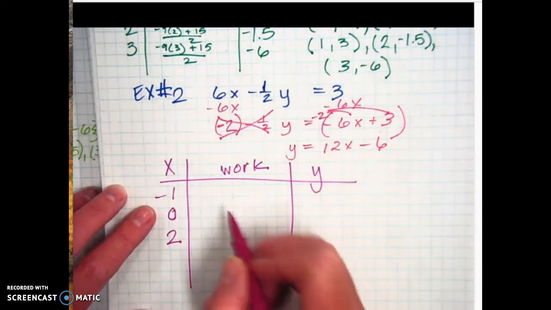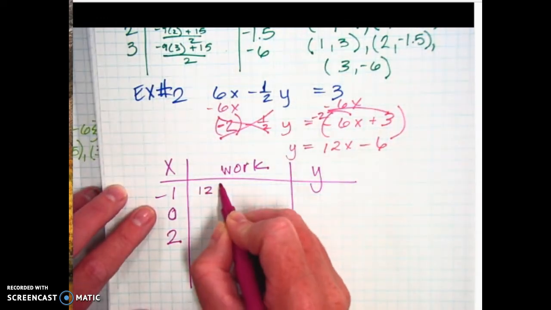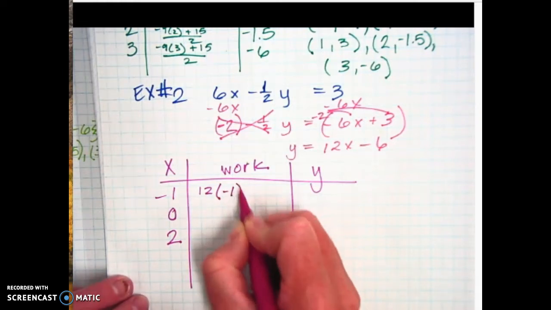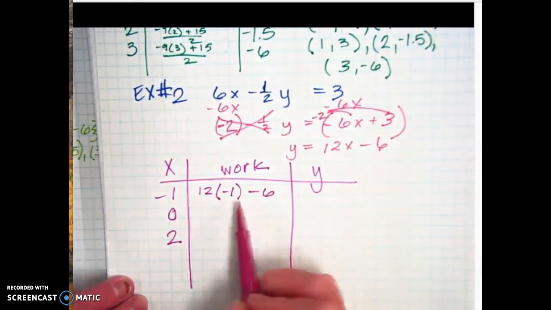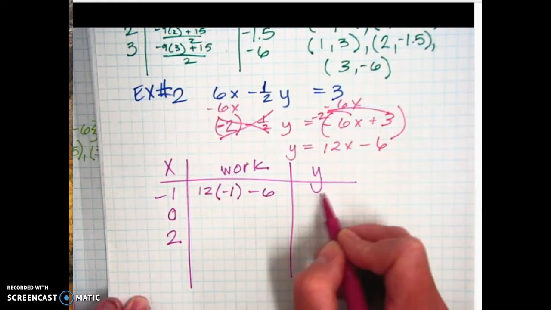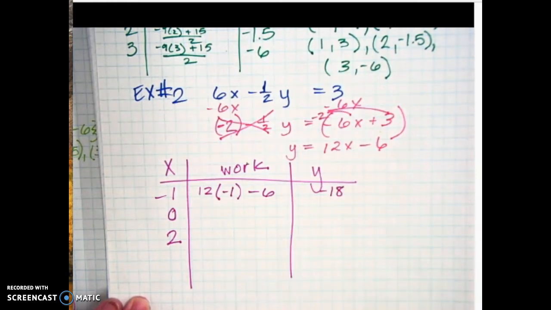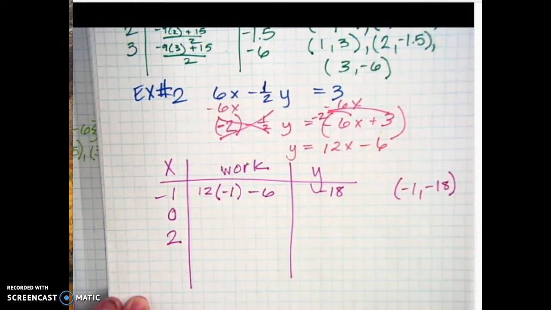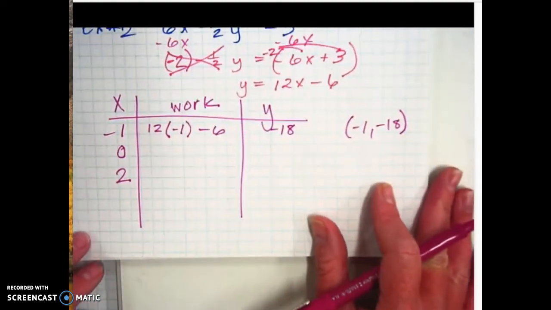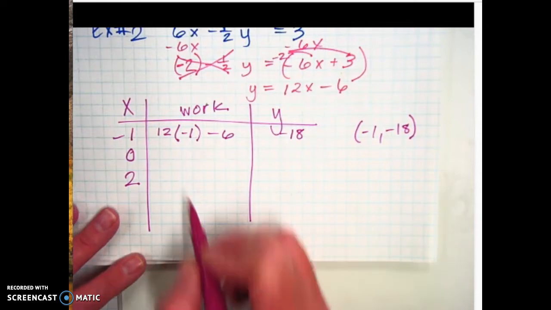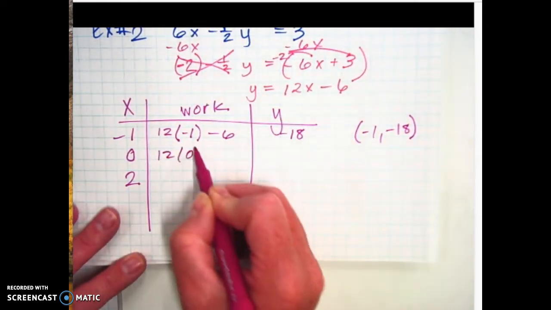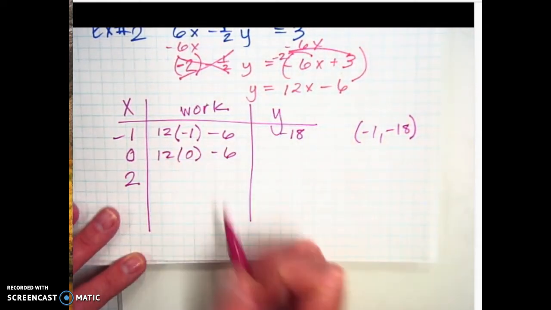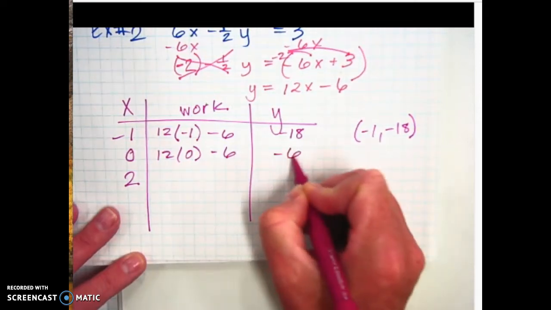So when we plug in negative 1, we have 12 times negative 1 minus 6 more. So negative 12 minus 6 more is negative 18. So that point is negative 1, negative 18. Let's see it better. 0 is always usually the easiest one, right? Anything times 0 is 0, minus 6 more, so negative 6.